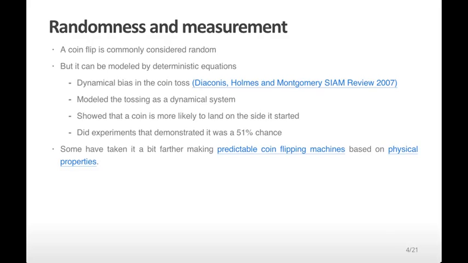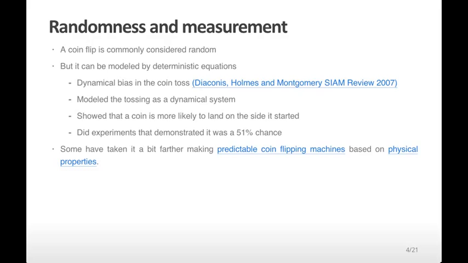This shows that there's at least some determinism to the flipping of a coin, but some people have taken it even farther. So this is a link to a video produced by a person who created machines for flipping coins. One of the machines that he created is able to flip a coin so that 95% of the time it comes up tails.